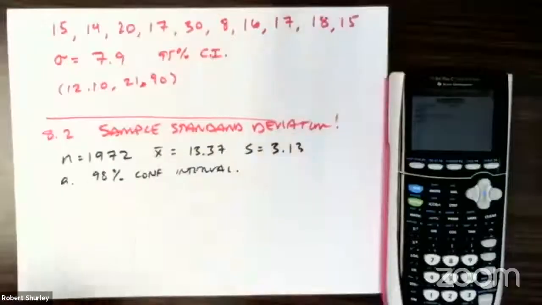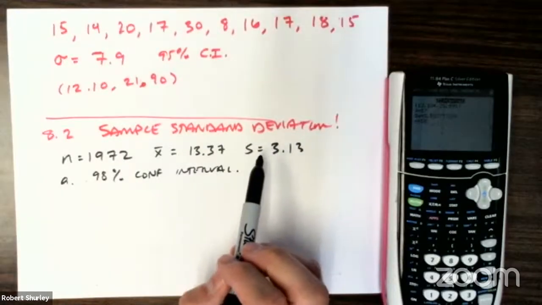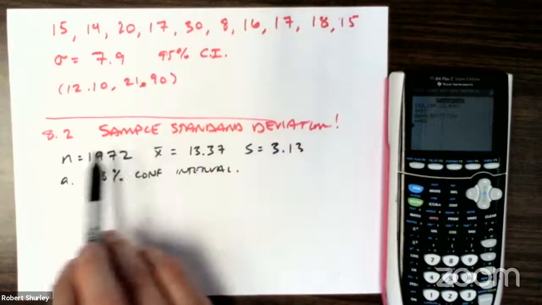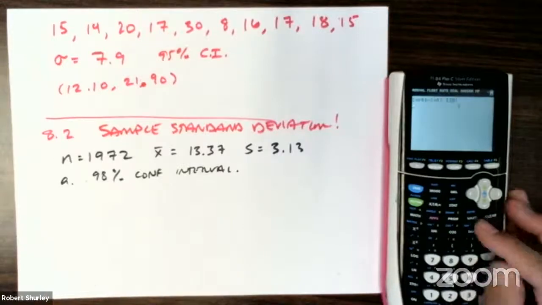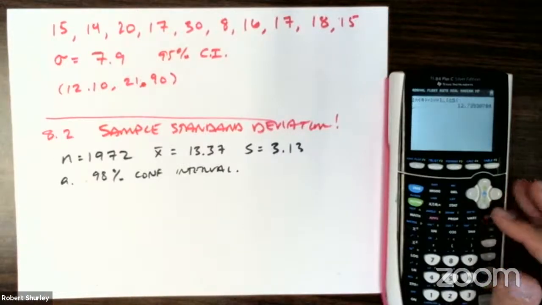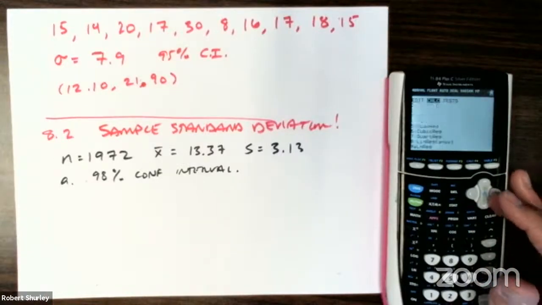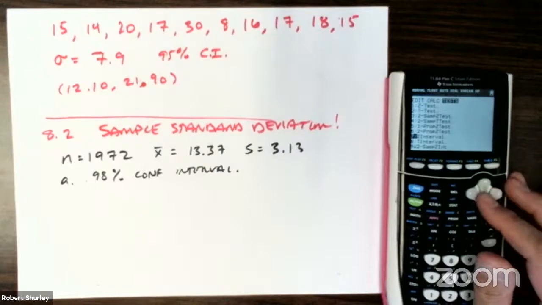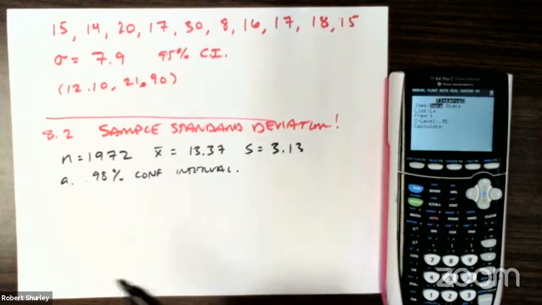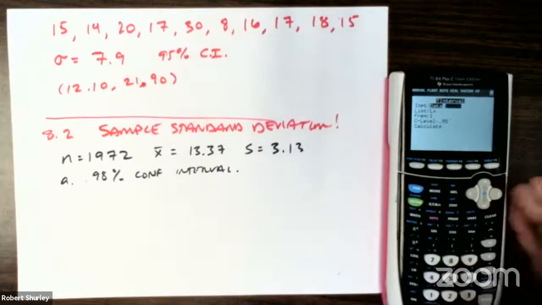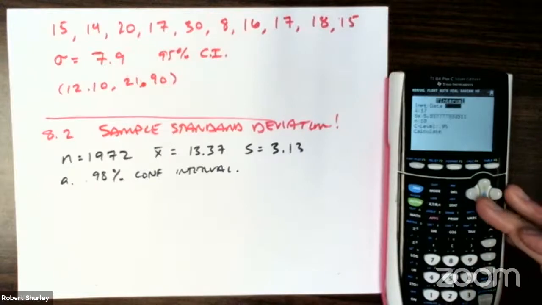So now this one's different. Now we've got a sample standard deviation. We're not going to use the Z distribution. Now we have stats; we don't have the data. So I'm going to go back to my distributions. Go to tests. And now we're going to use the T interval, right? We're using the T interval because it's a sample standard deviation. And we're going to use the stats because that's what we're given.